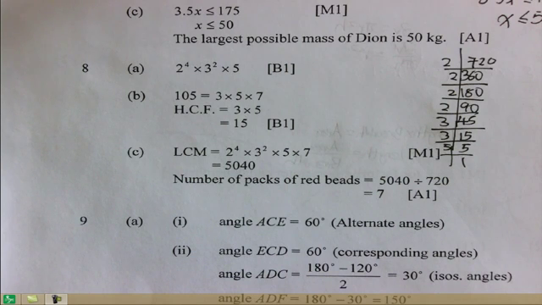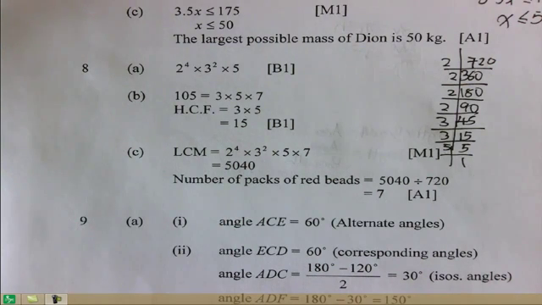Okay, now we move on to 8C. 8C, they say the lowest common multiple. Basically it's a question about lowest common multiple, sorry. So red beads are sold in packets of 720, white beads are sold in packs of 105. So basically it's 720, 105. Lin buys the same number of red beads as the white beads. Find the least number of packets.